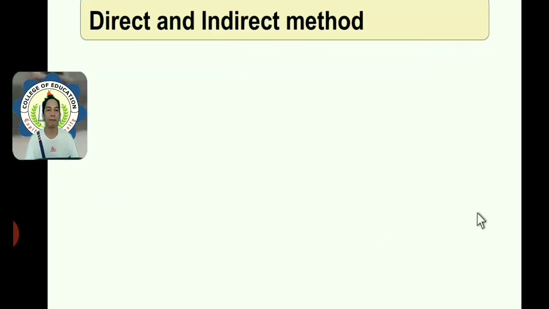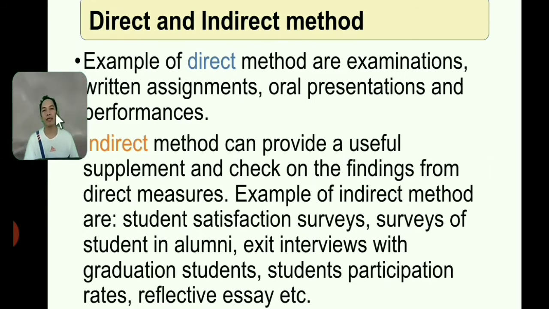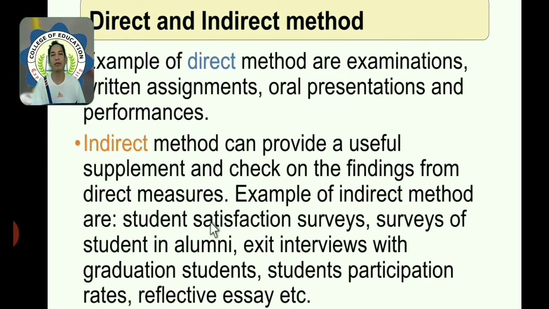Next. Direct and indirect methods. Examples of direct methods are examinations, written assignments, or presentations. So, that's direct, an on-the-spot assessment. Okay? Next, indirect. An indirect method can provide a useful supplement and check findings from direct measures. An example of an indirect method is student satisfaction. It means that the student needs time to think to answer that assessment. That's an indirect method of assessment.